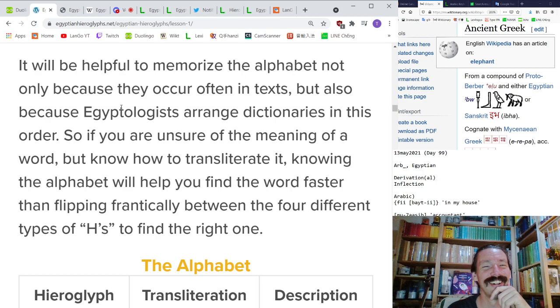Not only because they often occur in text, but also because Egyptologists arrange dictionaries in this order. So if you're unsure of the meaning of a word, but know how to transliterate it, knowing the alphabet will help you find the word faster. Oh, I see. Knowing the order, right?